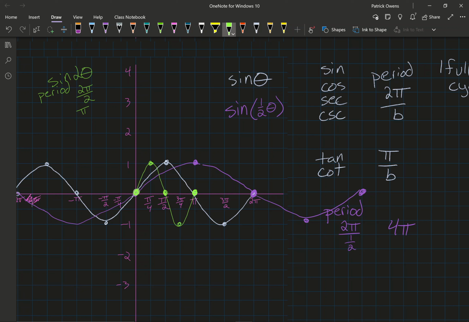So when b is a larger number, it's going to compress the function, and it's going to take less time, or less theta, for the function to repeat itself. And if we continued on with the same pattern, it would look like this. And we would do the same as x approaches negative infinity. Now, you can do the same with all of the other trig functions.